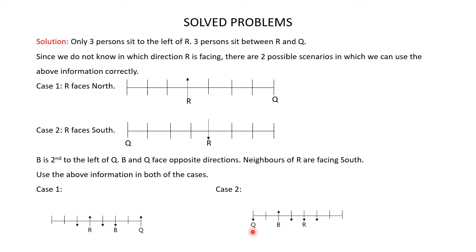So in case 2, mark Q facing south. Then two places to the left of Q will be B. Mark B facing north. It's given neighbors of R are facing south. So mark the neighbors of R as facing south.